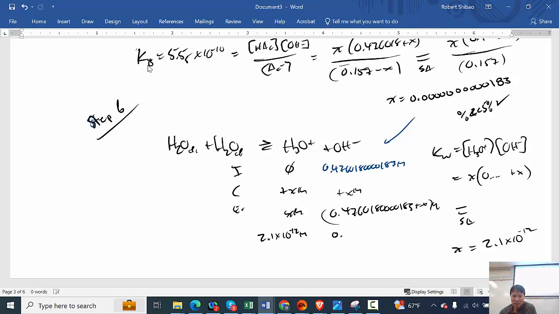And so this is going to be 0.4760180000183 plus 0. Now I need 11 zeros: 1, 2, 3, 4, 5, 6, 7, 8, 9, 10, 11, 2, 1. So I'm going to get 0.4760180000204 molar.